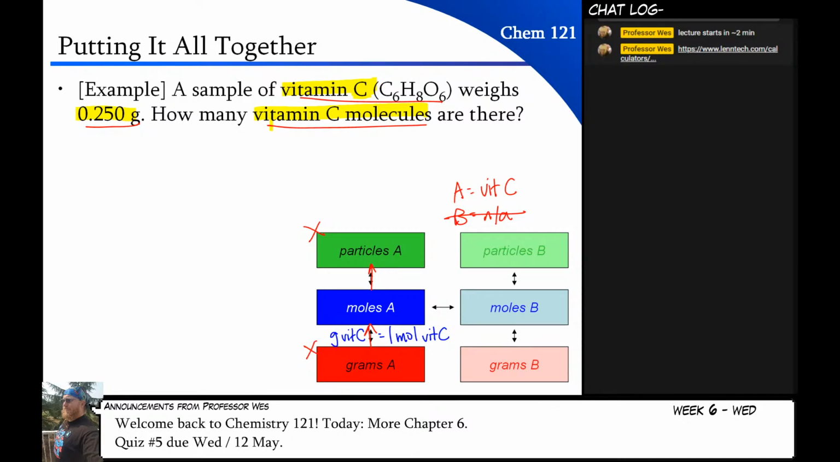So I'm going to write that relationship down. 176.12 grams of vitamin C equals a mole. And then up here, in a mole of vitamin C, how many particles are there? Well, there are Avogadro's number of things in a mole. So in a mole of vitamin C, there must be Avogadro's number of molecules.